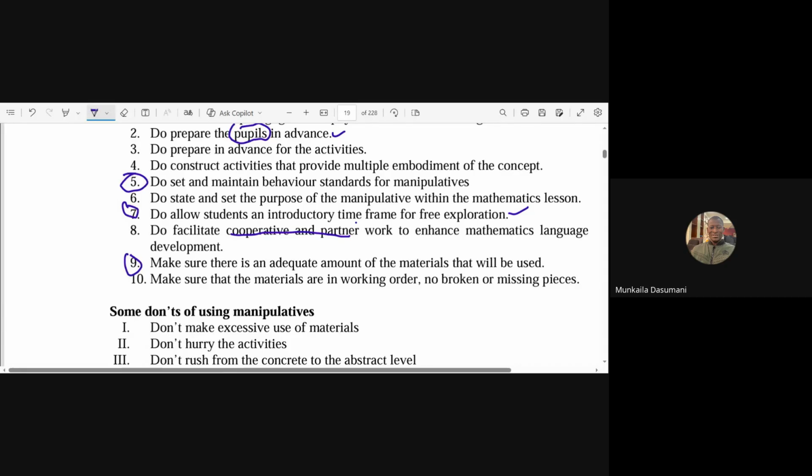And then some of the materials, you have to make sure they are in working condition. If you are using an abacus and you are using the Dienes block and you know that some part is broken, you make sure you fix it. If you're using a die and you see that some of the faces, numbered 2 or 3, one of them is covered, you cannot see clearly. It will be so confusing. You make sure everything is in good shape.